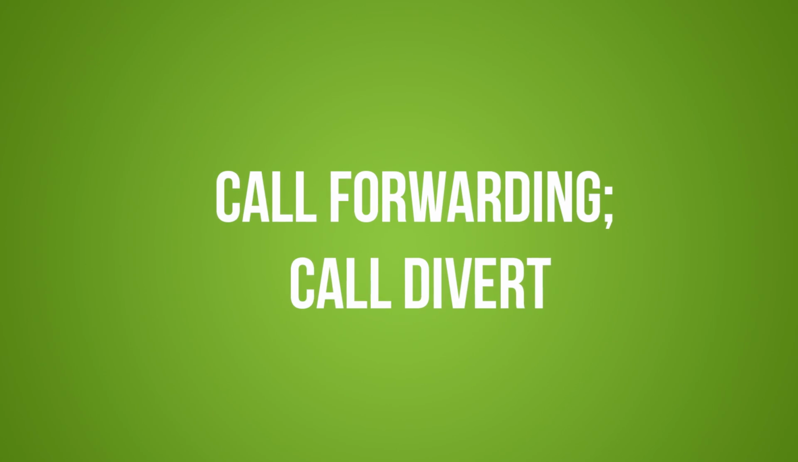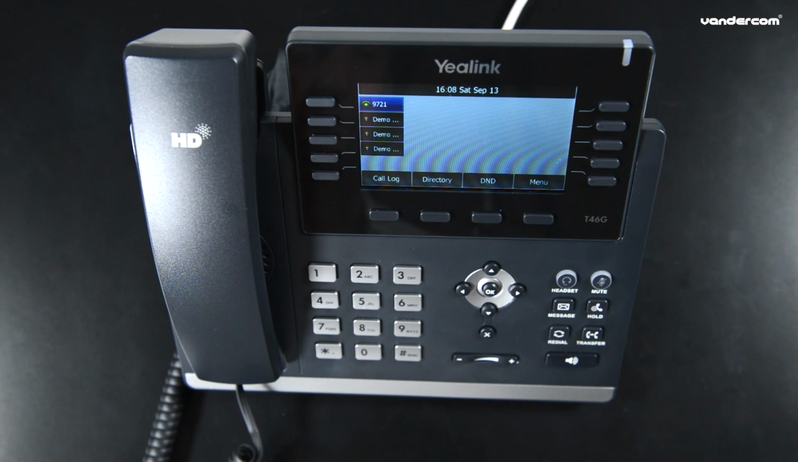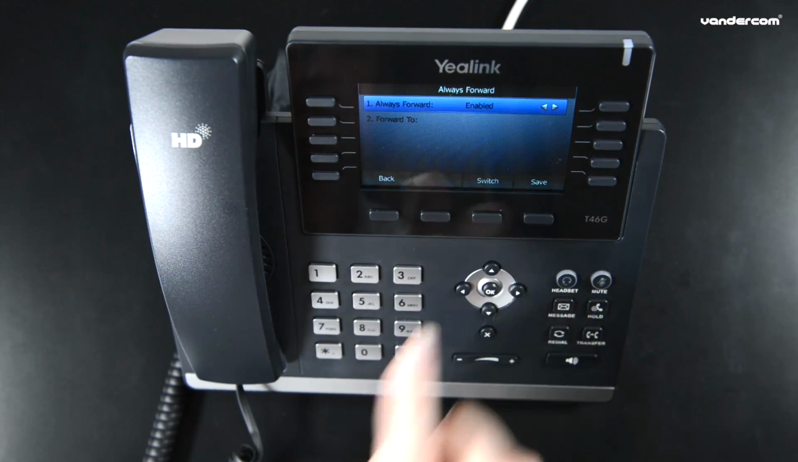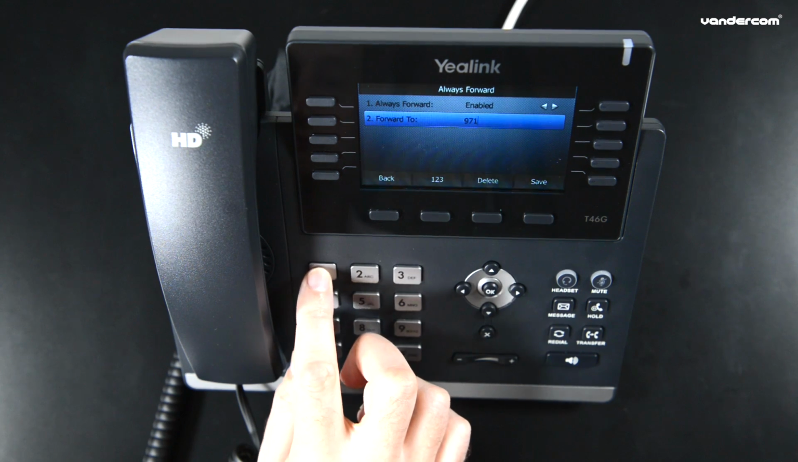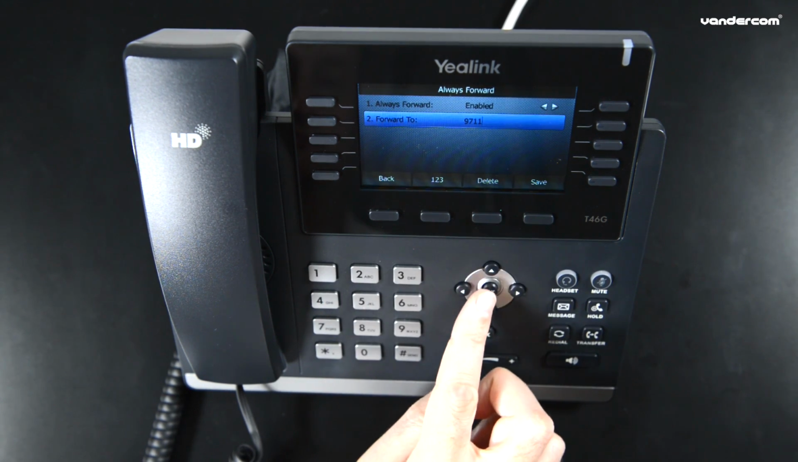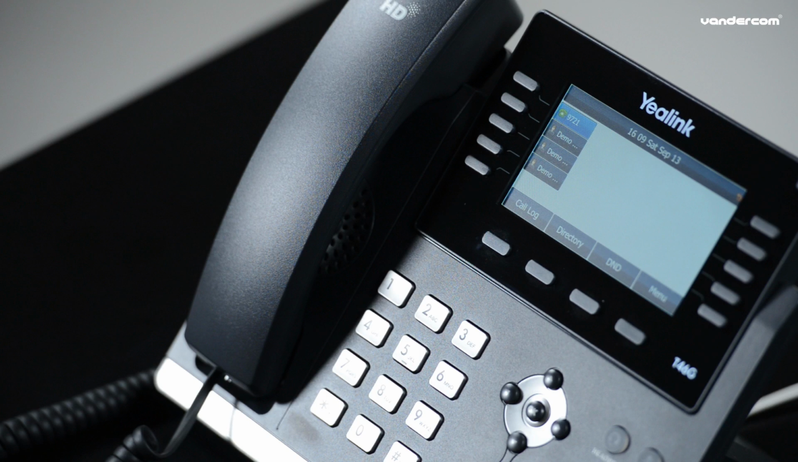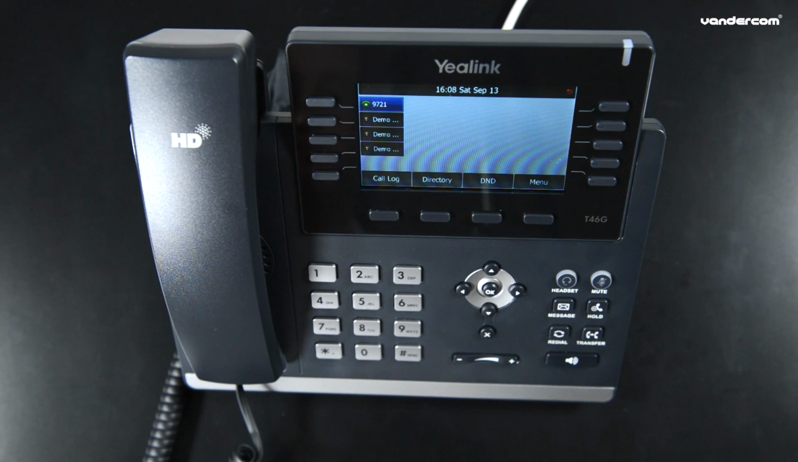Call Forwarding, Call Divert. To program a number to forward calls to for the first time, press the dedicated transfer key. Select Always Forward to Enabled by pressing the switch key. Scroll down using the arrow key and enter the number to forward to. Press Save or OK to activate. Exit to the main screen, and on the top of the screen you will see an arrow indicating that calls are being forwarded.